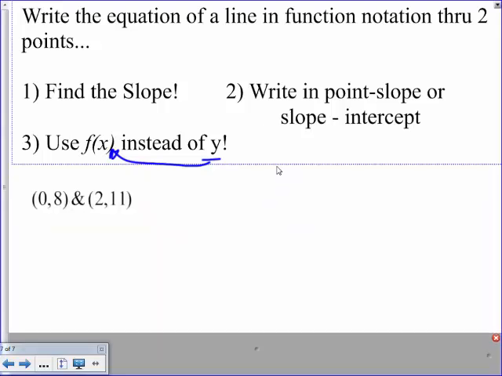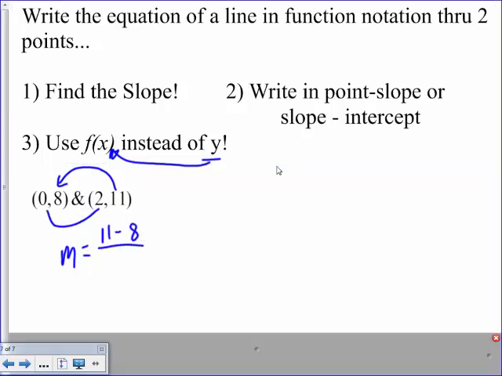So for example, I'm going to write the equation in function notation. Well, first I've got to find the slope. So remember, to find slope, we subtract our y's on top. So 11 minus 8. Subtract our x's on bottom, 2 minus 0. And we get 3/2. And I'm going to use point slope form simply because I have a slope and I have a couple points. Okay, and it doesn't matter what point you pick. I'm going to pick this first guy here.